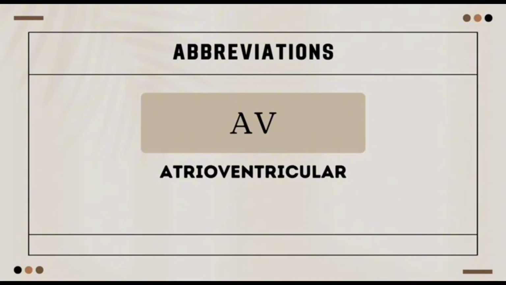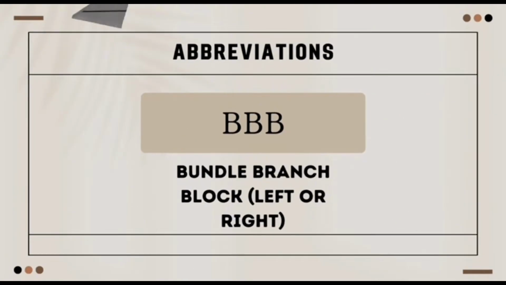The AV node acts as a natural pacemaker, ensuring that the ventricles contract in a coordinated manner with the atria. The AV bundle then transmits electrical impulses from the AV node to the ventricles, causing them to contract. The abbreviation AV is commonly used in medical.